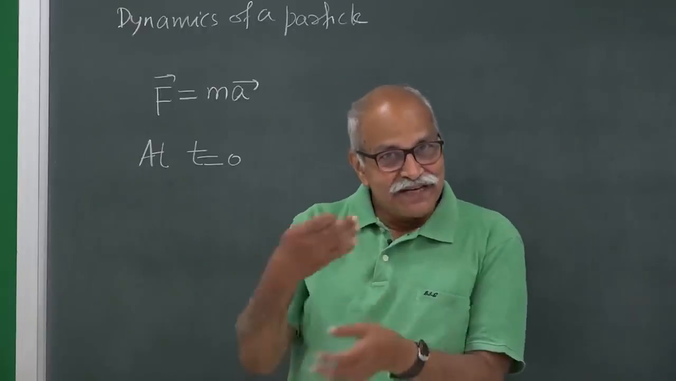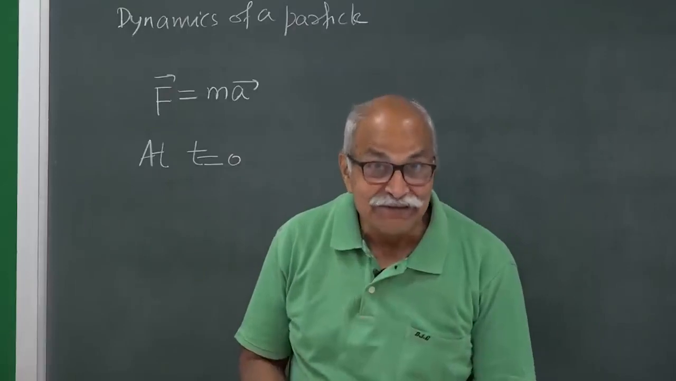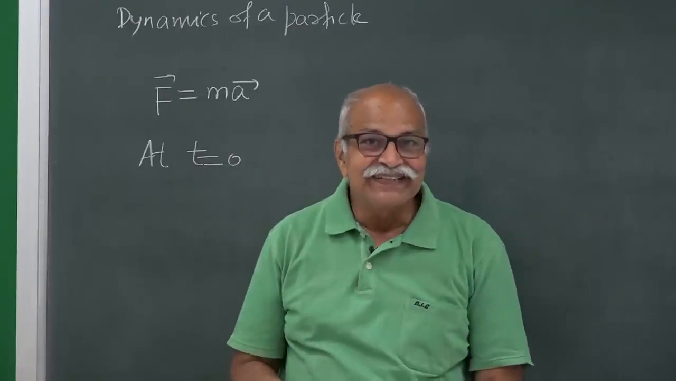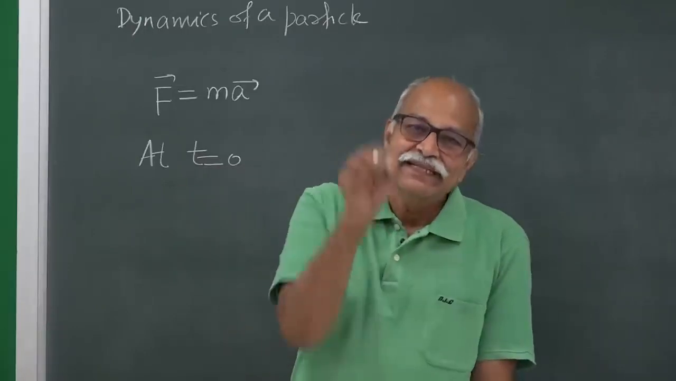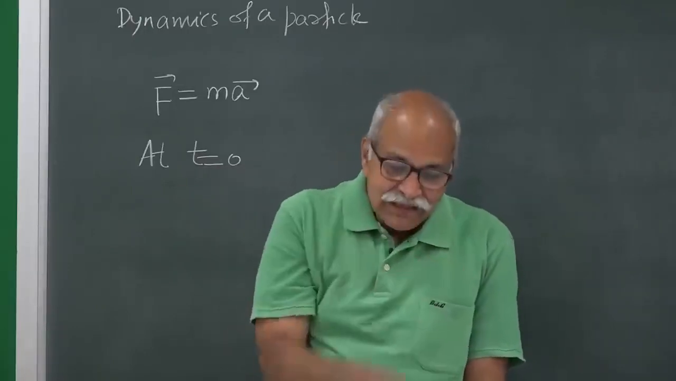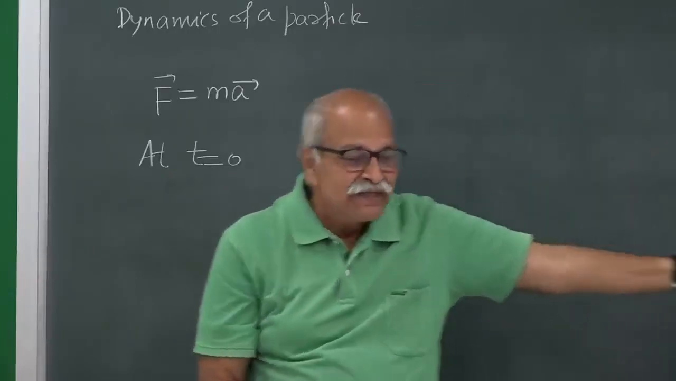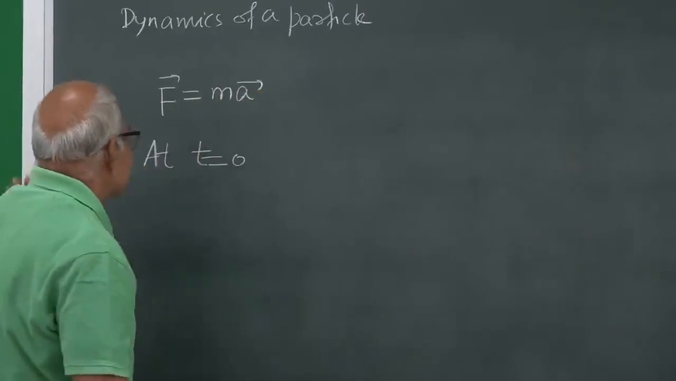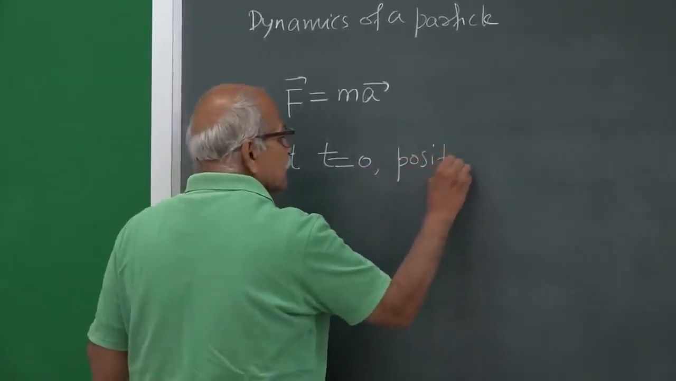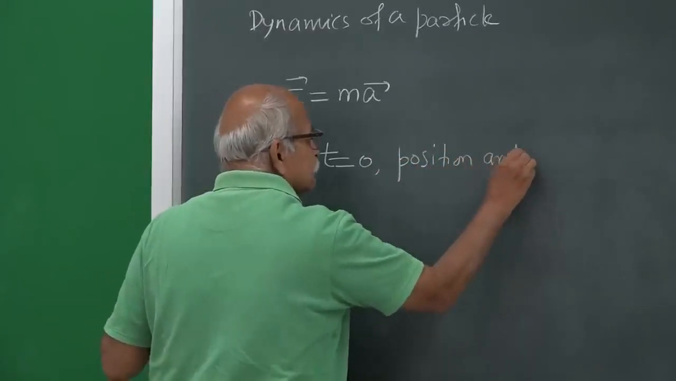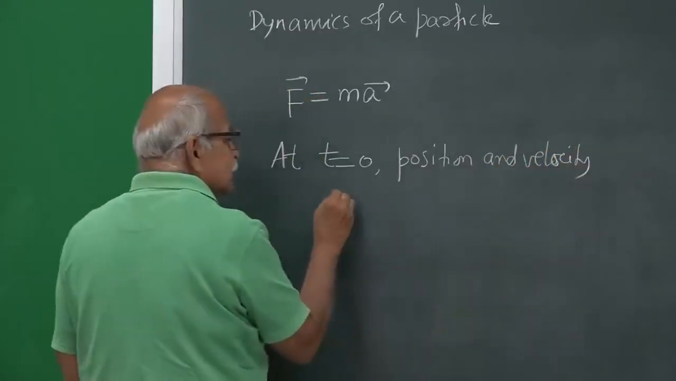So, if you solve some question and you get t as negative, that does not mean that it is unphysical. It only tells that you have taken a particular instant as t equal to 0 and this result pertains to time before that. Nevertheless, at some instant which we call t equal to 0, the position and velocity of the particle is known.